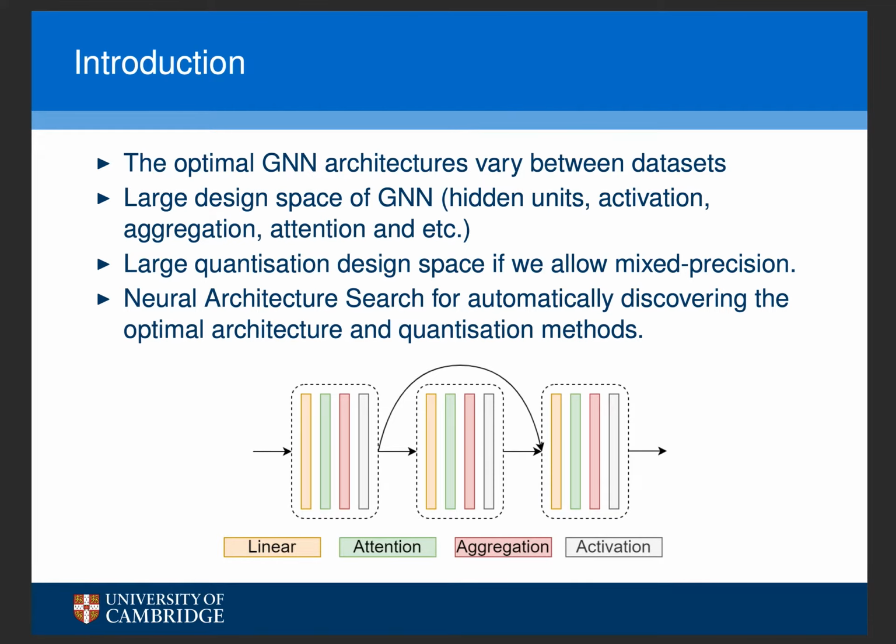And what happens is that when we consider quantization now, we suddenly have an even larger space if we allow mixed quantization, because each of those sub-blocks can be quantized differently. And also, quantizing them differently might imply an interaction with the architectural space. So here we propose to use NAS to automatically discover the optimal architecture-quantization pair for a targeted data set.